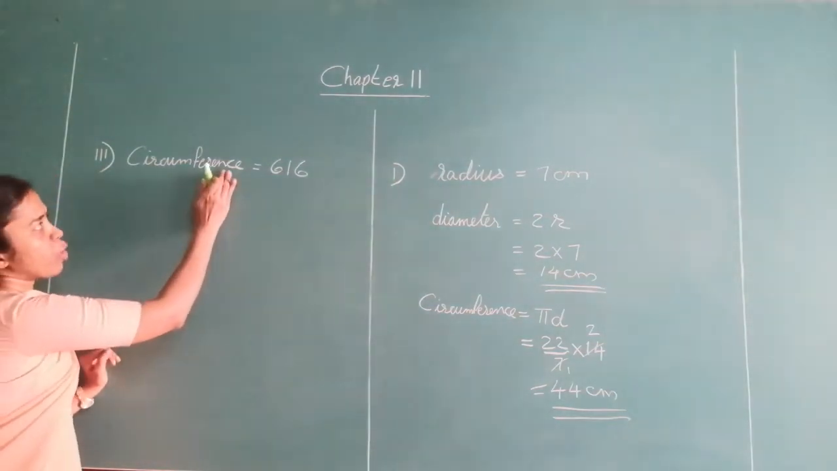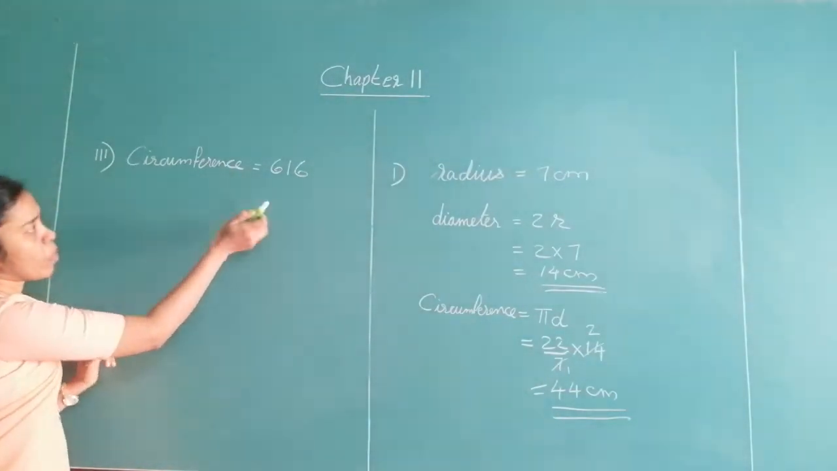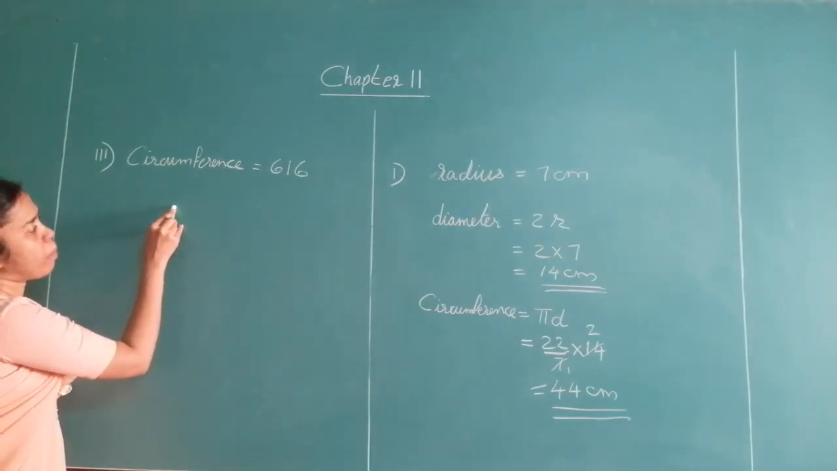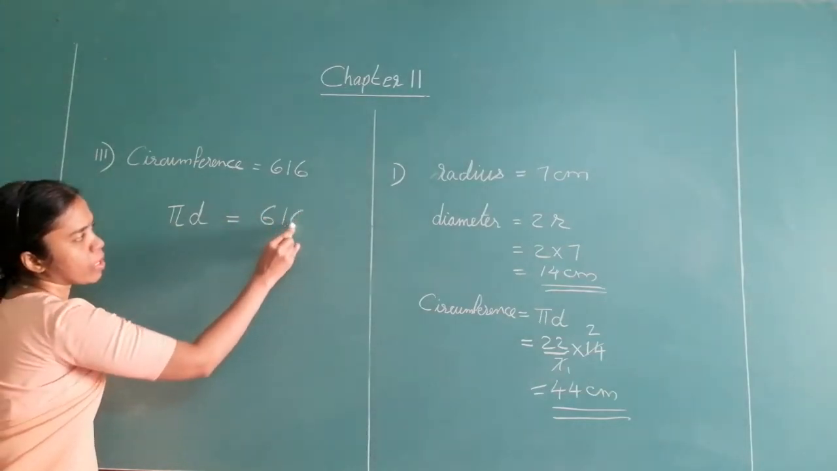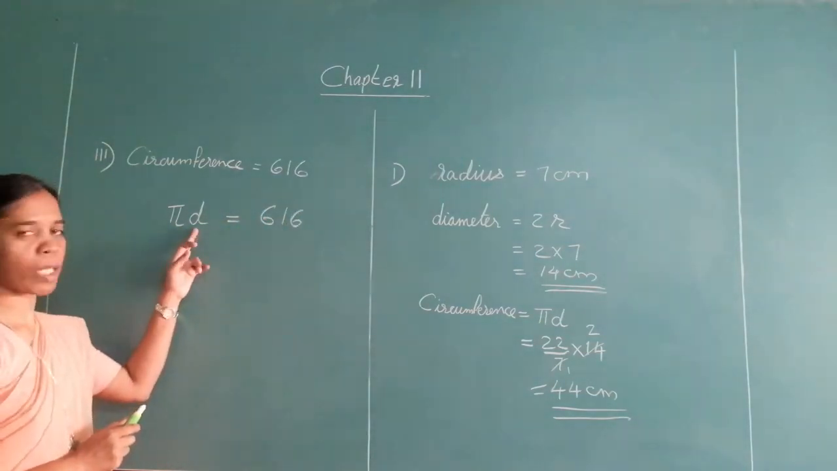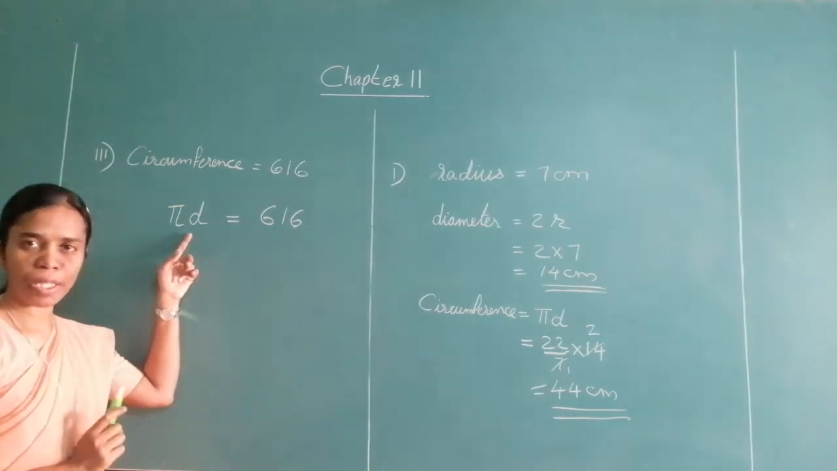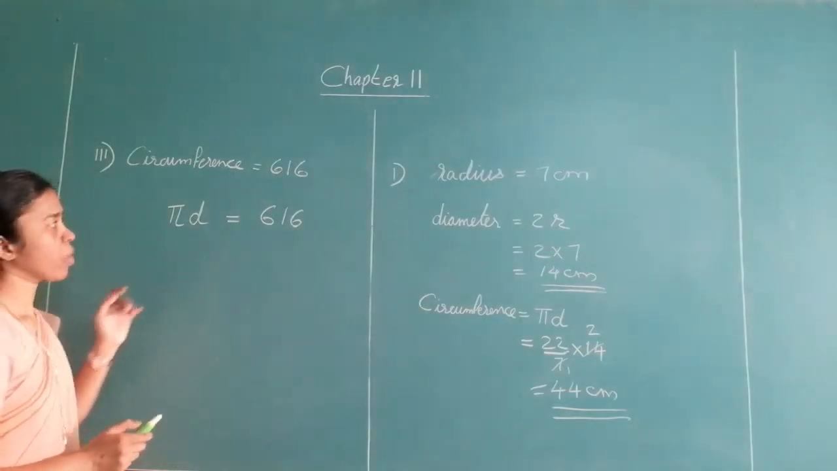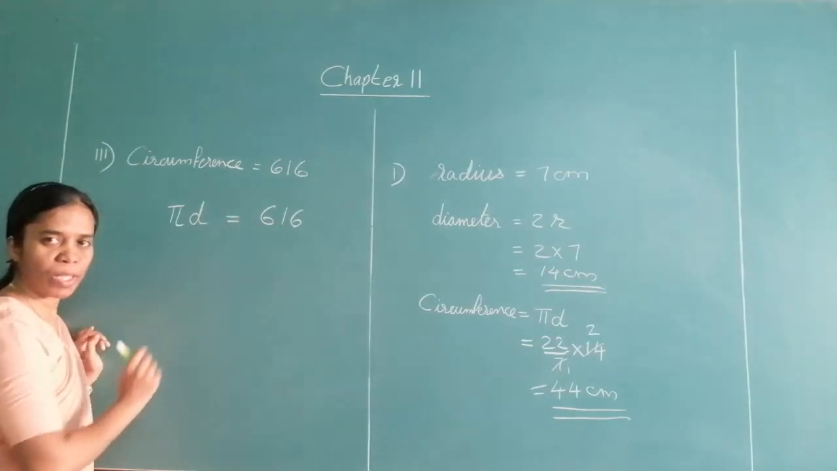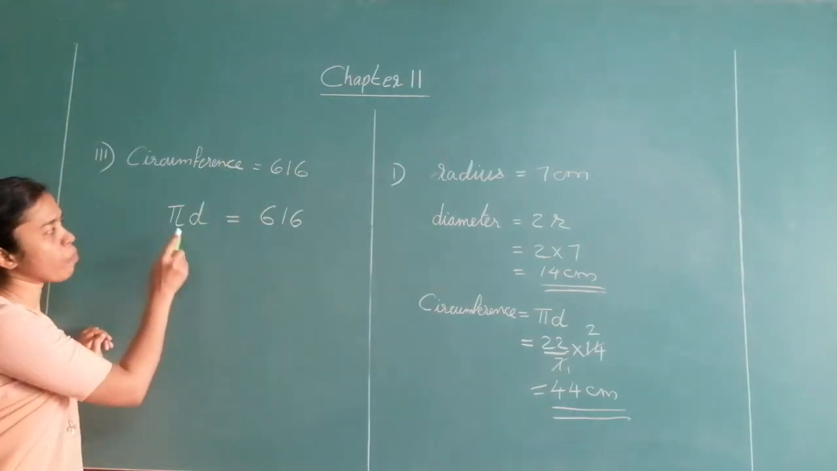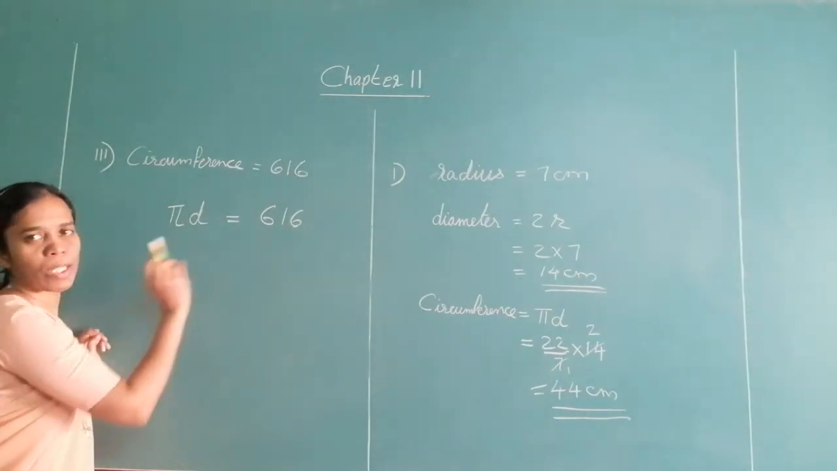Suppose, okay, before I go for that, you know the formula for circumference. What is the formula for circumference? I am using the formula pi d. Okay, pi d is equal to 616 because I know that I have to get diameter and radius. So if I get diameter, then I have to divide by 2, I will get the radius. So I am using this formula. You can use 2 pi r is equal to 616, then you will get the radius from there, then you find the diameter. Either way you can do it. Okay. I am writing, instead of circumference, the formula pi d, that is equal to 616.